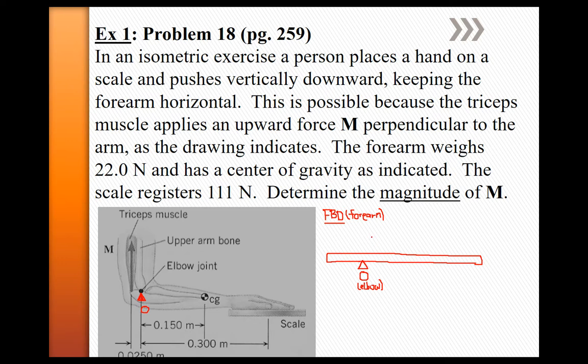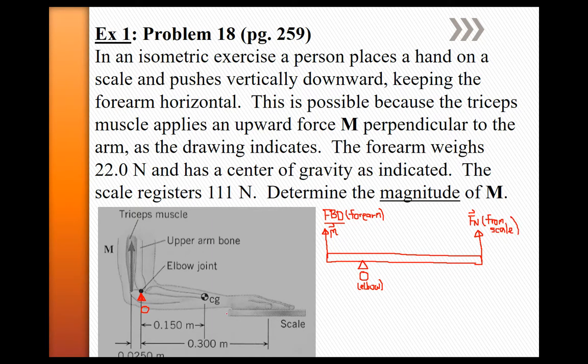Okay, so what do we have acting on this forearm? Well, on the very left end of the forearm, there's this force M, which is the triceps muscle applying an upward force. So we're going to call this force M. On the right-hand side, the person's pushing down on the scale. Now, when you push down, the scale is going to oppose with an equal and opposite force. So we're going to call that Fn. Fn is the normal force from the scale pushing back against me.